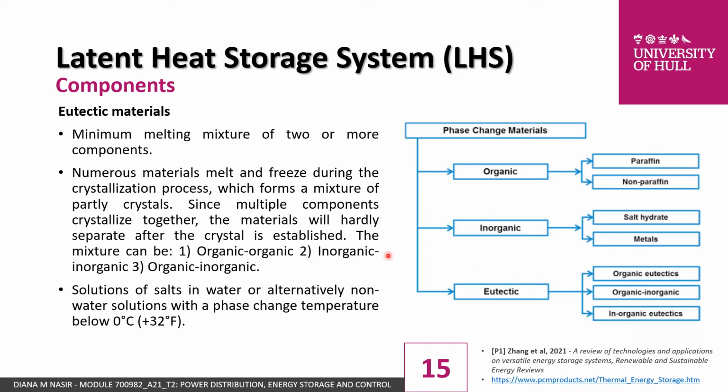Another PCM category is the eutectic type, which is composed of a mixture of two or more components, whether between organic and organic types, inorganic types, or organic and inorganic types. These materials are able to avoid phase separation after the crystal is established because the multiple components crystallize together.